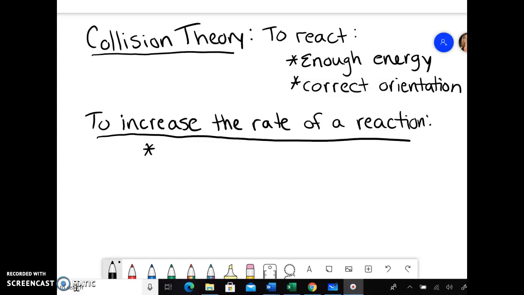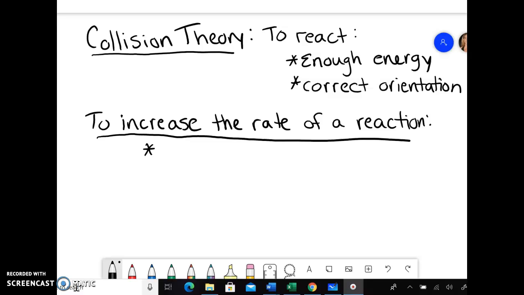So anytime you talk about changing the rate of a reaction, it's helpful if you can also discuss collision theory, because if you can provide more energy to the particles, then more of them will have enough energy to get over the activation energy hill. Same thing with correct orientation. If you can create more collisions, then there's a higher chance that some of those collisions will have the correct orientation. So as you talk about the rate of a reaction, if you're doing an essay question, it's helpful if you can also discuss collision theory.